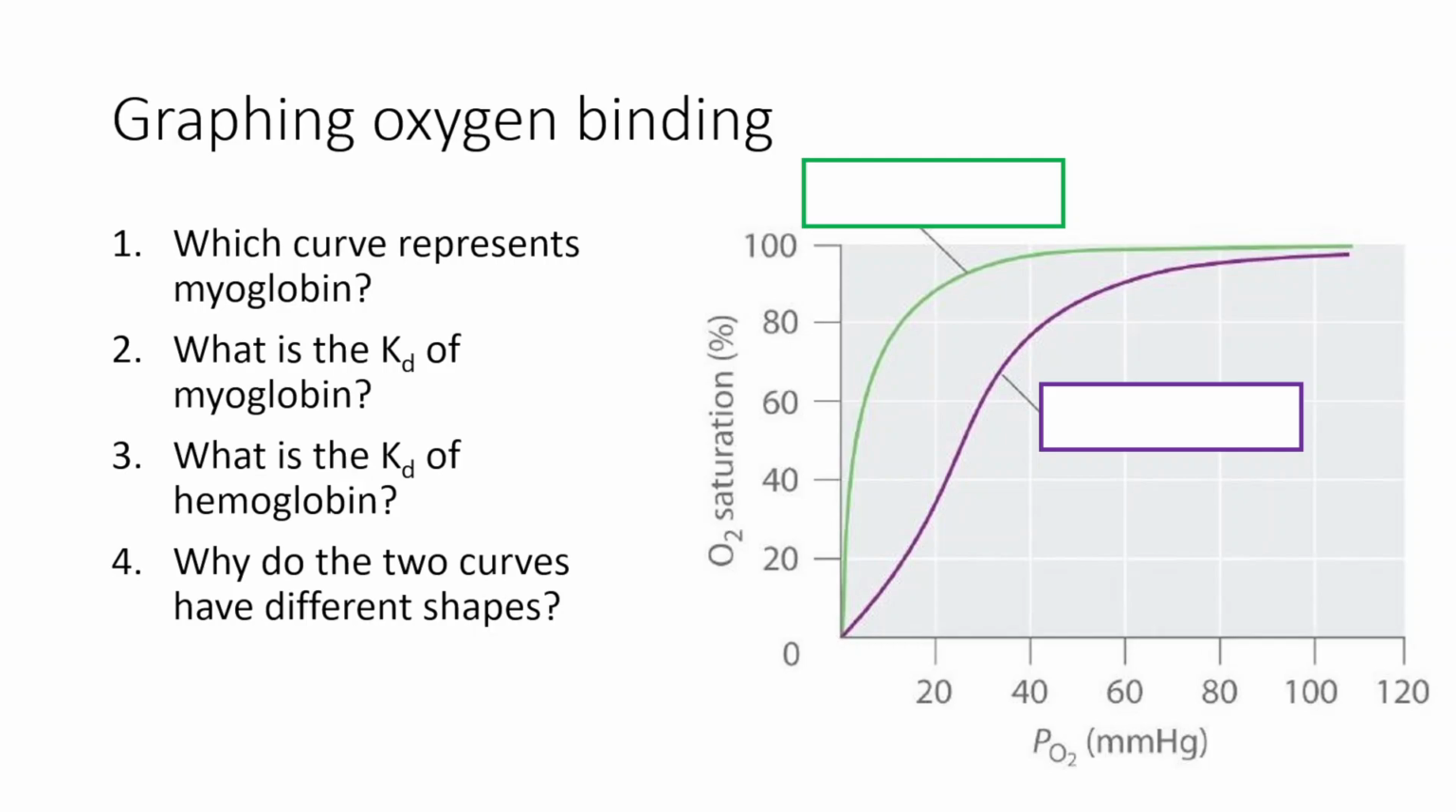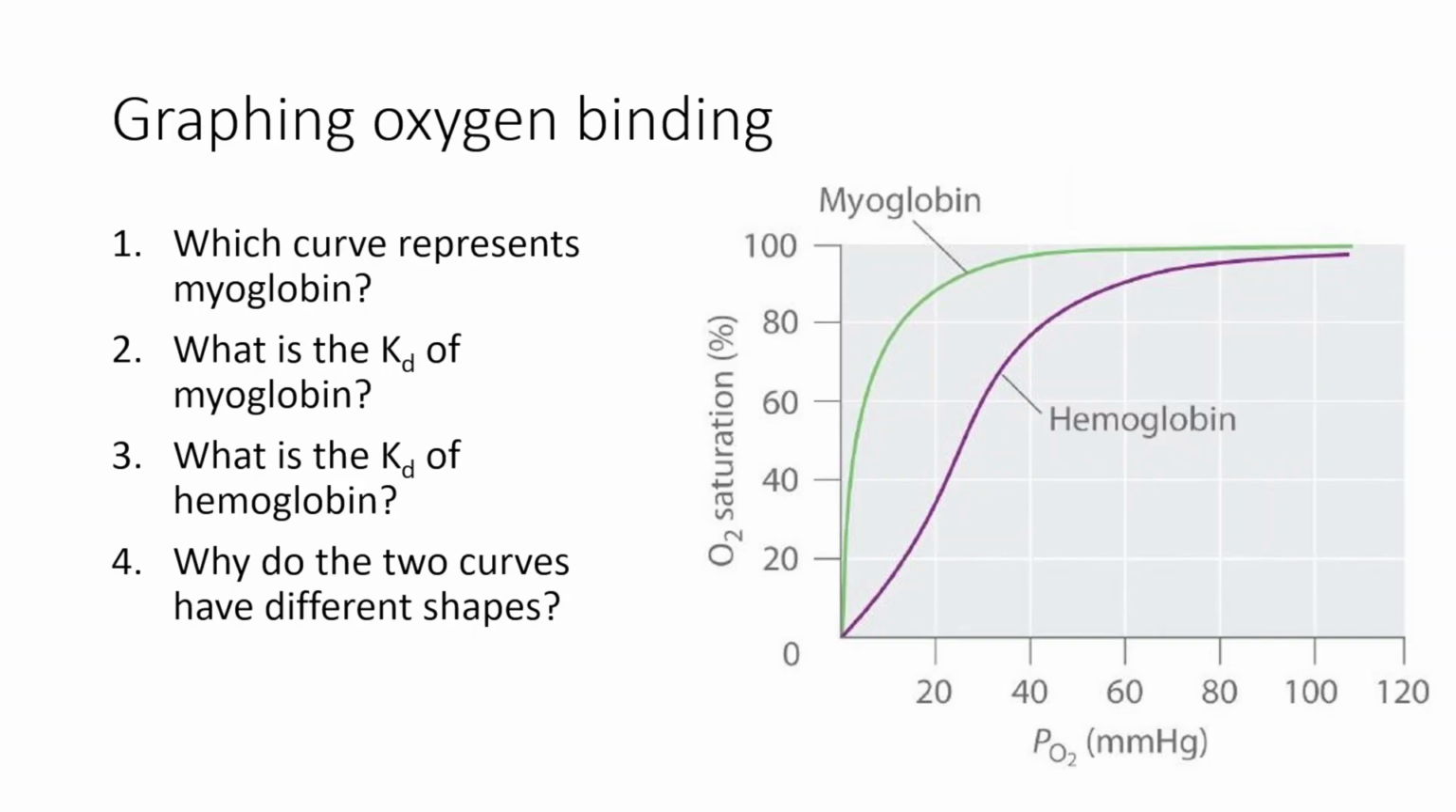All right, so who wants to tell me which curve represents myoglobin? Yeah, the green one. That one is myoglobin, making the other one hemoglobin. So who wants to take a guess at the KD of myoglobin? The scale is not very accurate, so you can just do your best guess here. Yeah, it's about 5-ish. It's a little lower than that, but hard to tell from this graph.